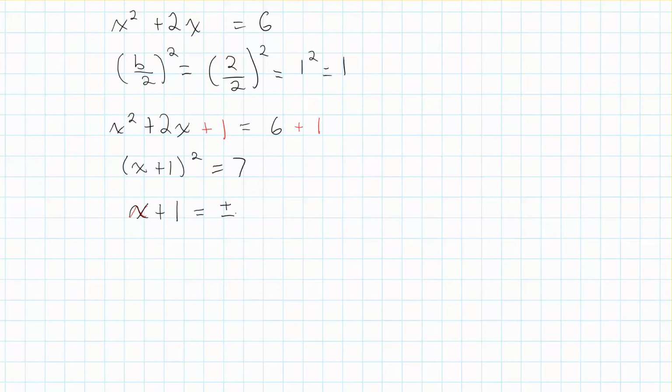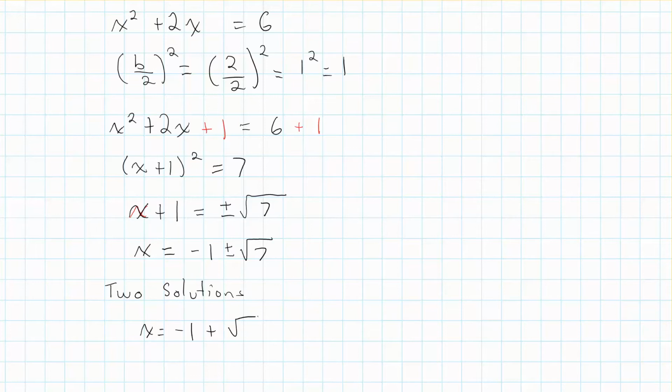Now a key thing here: when you take a square root of both sides, you get plus or minus, so I'd have plus or minus the square root of 7. And then to solve this, we're solving for x, so I subtract 1 from both sides, and I'd wind up with negative 1 plus or minus the square root of 7. And so we do get two solutions. The two solutions we get are x equals negative 1 plus the square root of 7, and x is equal to negative 1 minus the square root of 7.